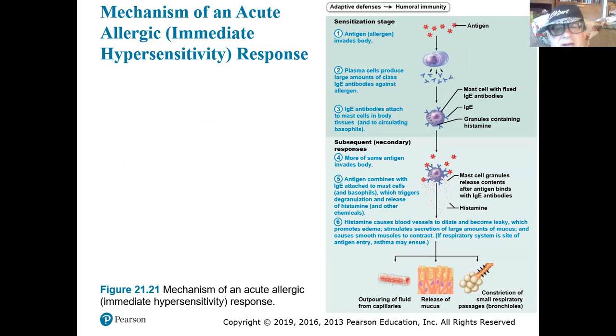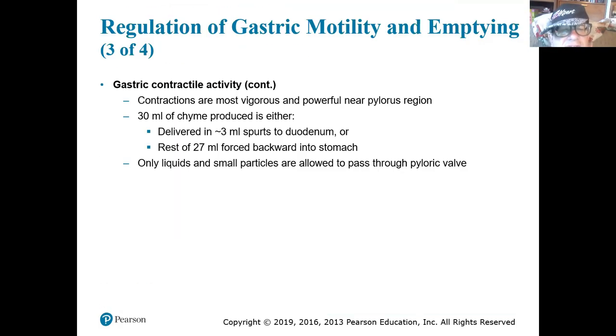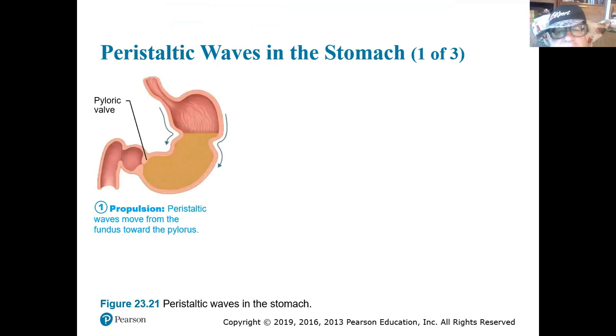Oh, great. And here we get to ugly stuff. Mechanism of acute allergenic immediate hypersensitivity response. Where did that even come from? This is bronchial stuff. This should not even be in this chapter. I have no idea why that's there. We're skipping it. Okay.